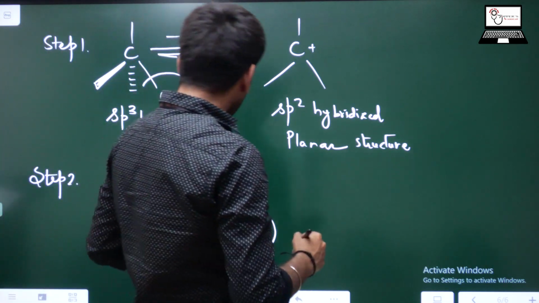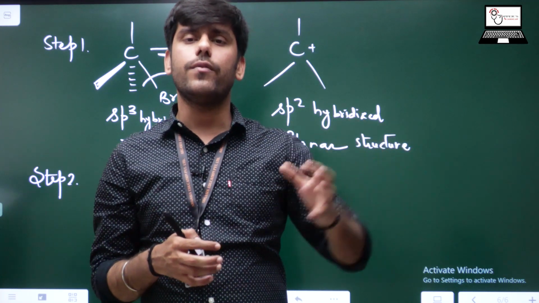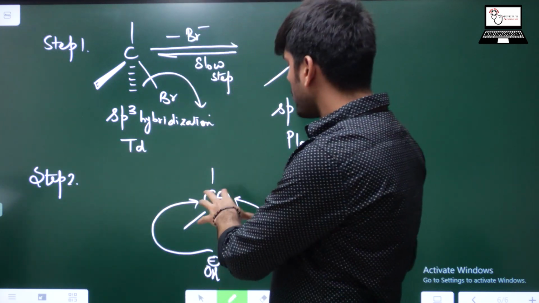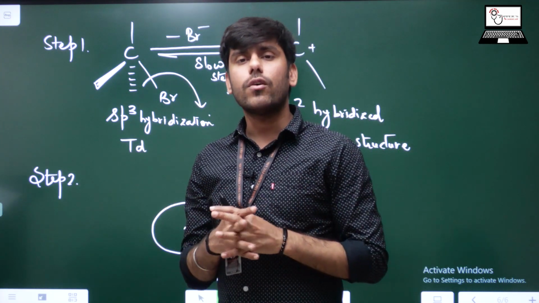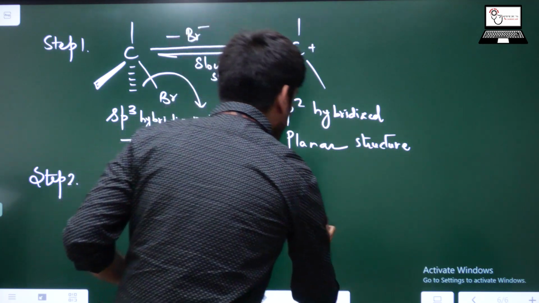But please note, if this is the case, can I say that I will end up getting 50% inverted product and 50% retention product? If it is 50-50, then I can call it racemization, that is, the formation of a racemic mixture.